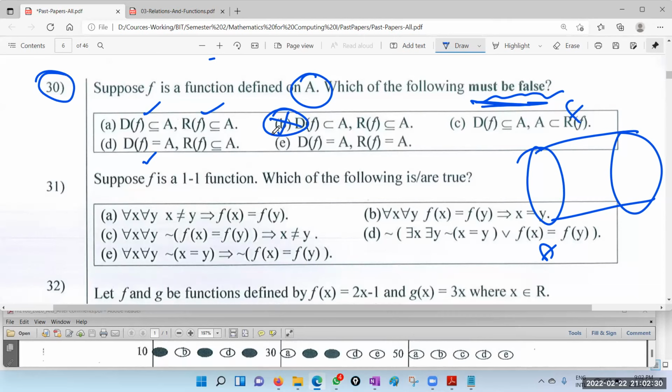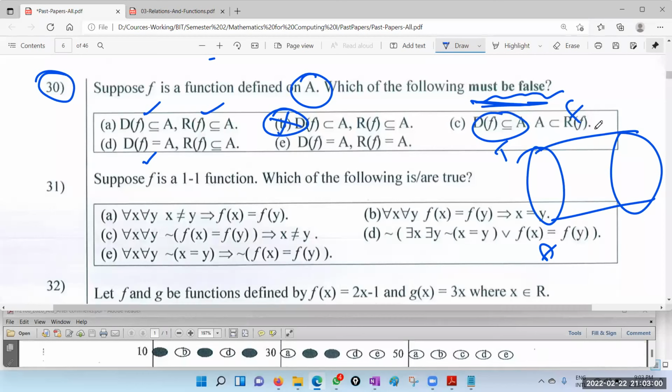B must be false, because your domain cannot be a proper subset of A. Domain must be the same as A. That is what is meant by there are no orphan values. Every value must be mapped. So therefore, this is definitely false. This says domain is a subset of A. So therefore, the domain A is there. Therefore, this part is definitely true. This must be false then.